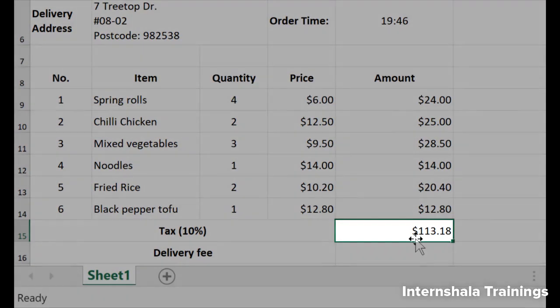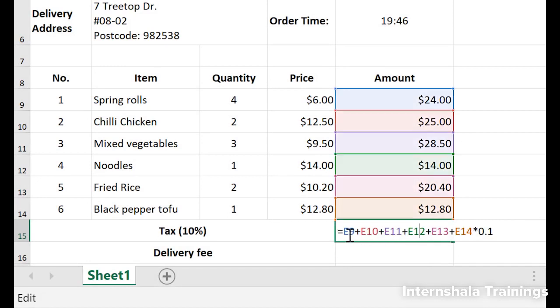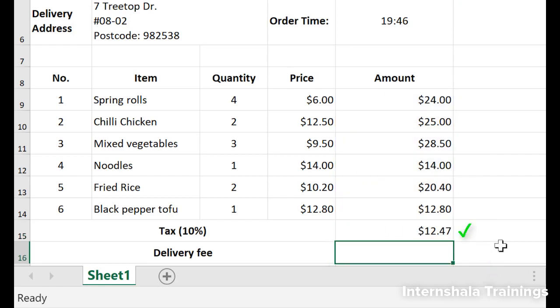What we need to do to correct this is to add brackets so that Excel adds everything up before multiplying the total by 10%. This is just one example of why BEDMAS is so important and relevant to Excel.